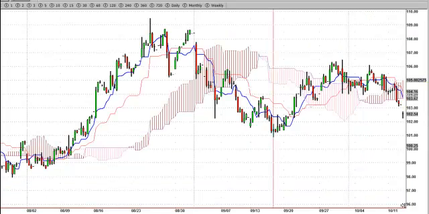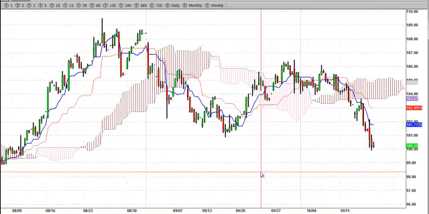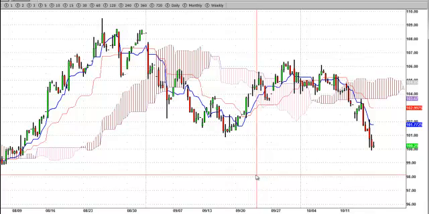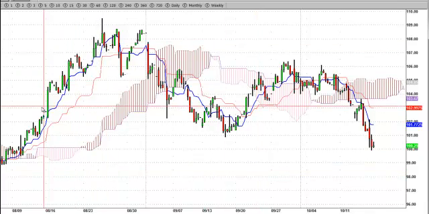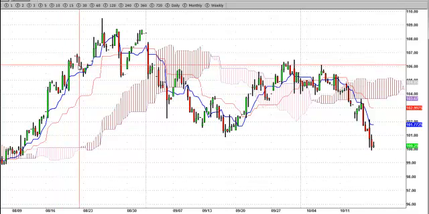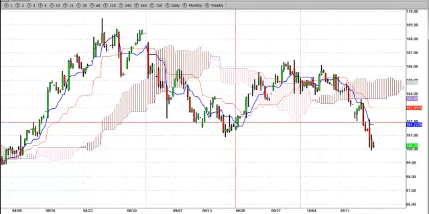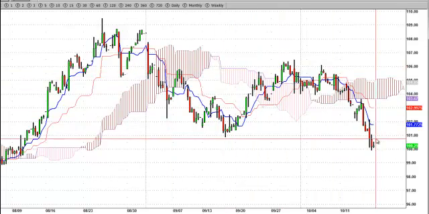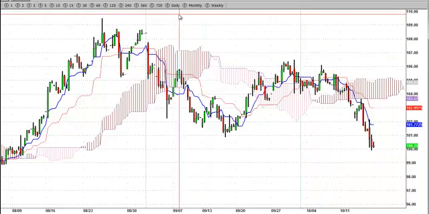I wanted to touch briefly on the long bond, the TLT. This is the 20 plus year bond. It was back in here that we got some call options a few months ago on the TLT. And this is using the 240 minute cloud. You can see it breaks it to the bottom, breaks it to the top, breaks it to the bottom again. It's really not necessarily somewhere to be right now.